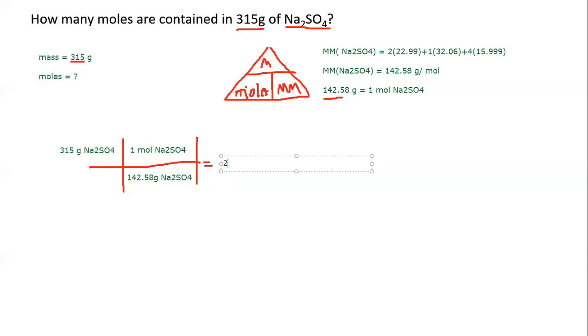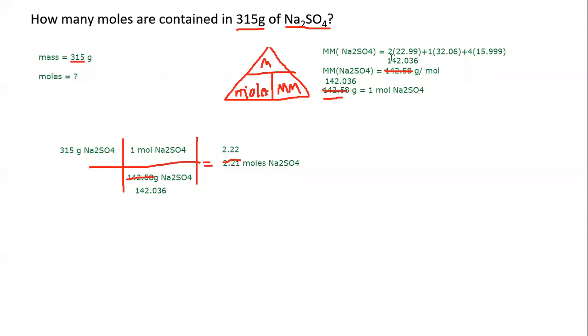So we get about 2.21 moles of Na2SO4. Now with chapter 3 or stoichiometry, as long as you put 3 or 4 significant figures in the answers, that will suffice for me. I'm not a big stickler on significant figures once we leave the measurements chapter.